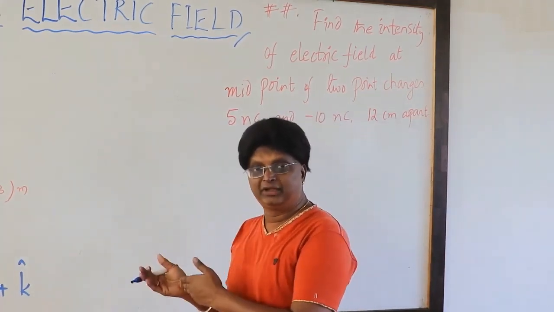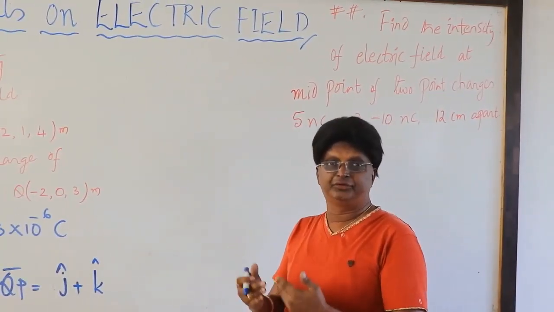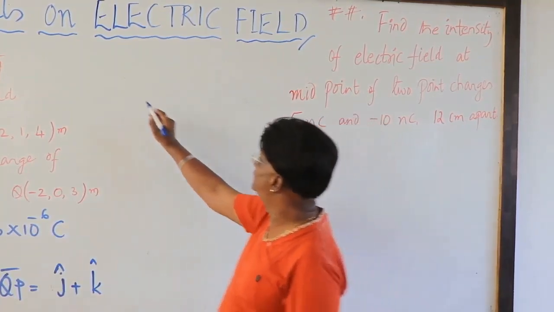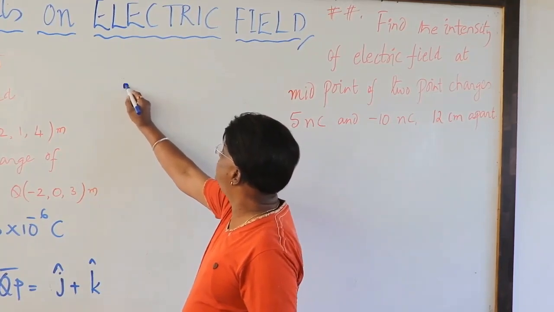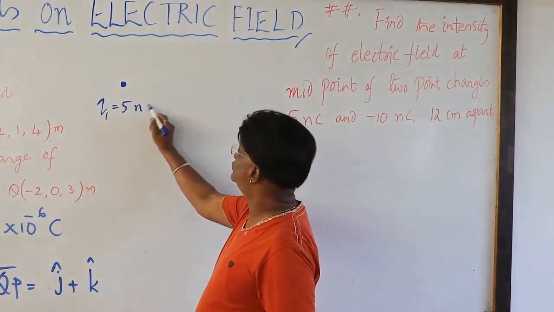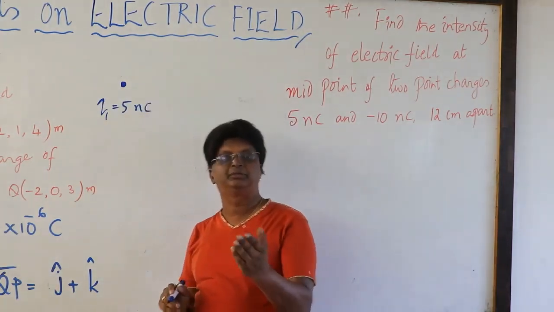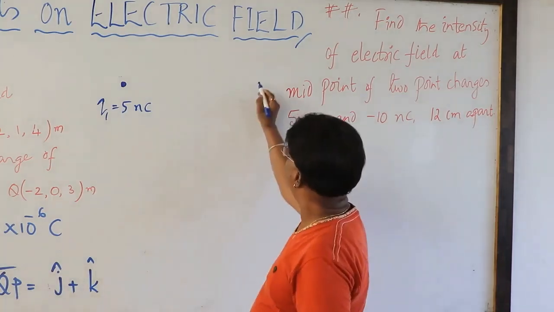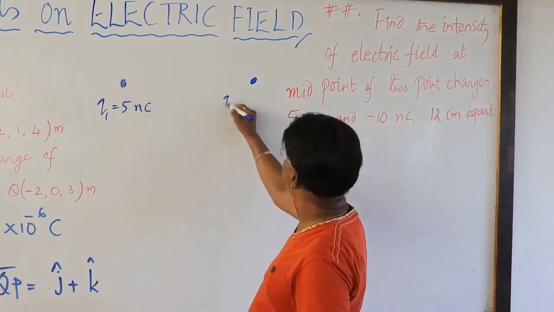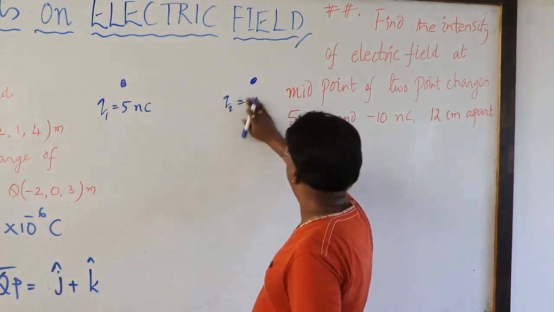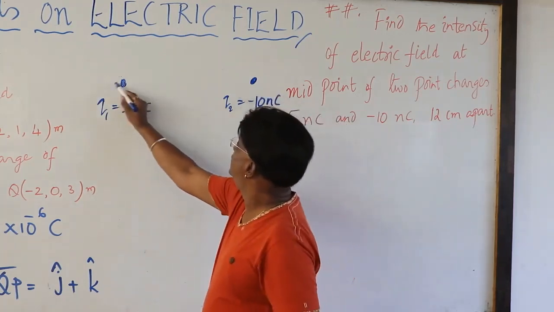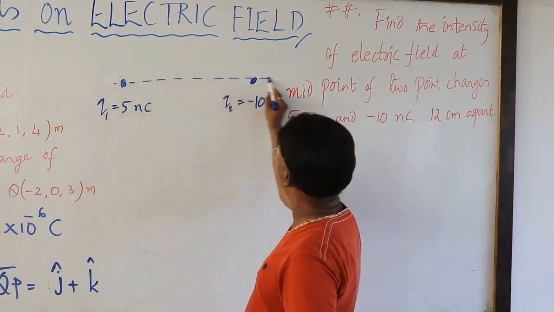Now once I draw that figure, most of the solution will become so easy. How? First show the data: there are 2 point charges. One is Q1, given to be 5 nanocoulomb. Remember here the multiple is 10 raised to minus 9. The other point charge Q2 is given to be, and most important is the sign, minus 10 nanocoulomb, and the distance between them is 10 centimeter, he says.